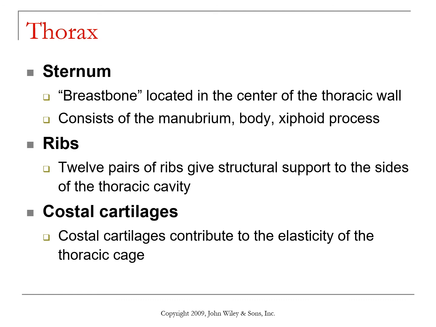The ribs come in 12 pairs. So you actually have 24 ribs if you do the math, and they give structural support to the sides and posterior aspects of the thoracic cavity. Running between the ribs, we have 2 layers of muscle, and these are the muscles that contract and relax for breathing. The ribs attach to the sternum via costal cartilages, which is specialized hyaline cartilage, and this cartilage contributes to the elasticity of the thoracic cage, which again is very important for allowing expansion and recoiling of the cage during breathing.